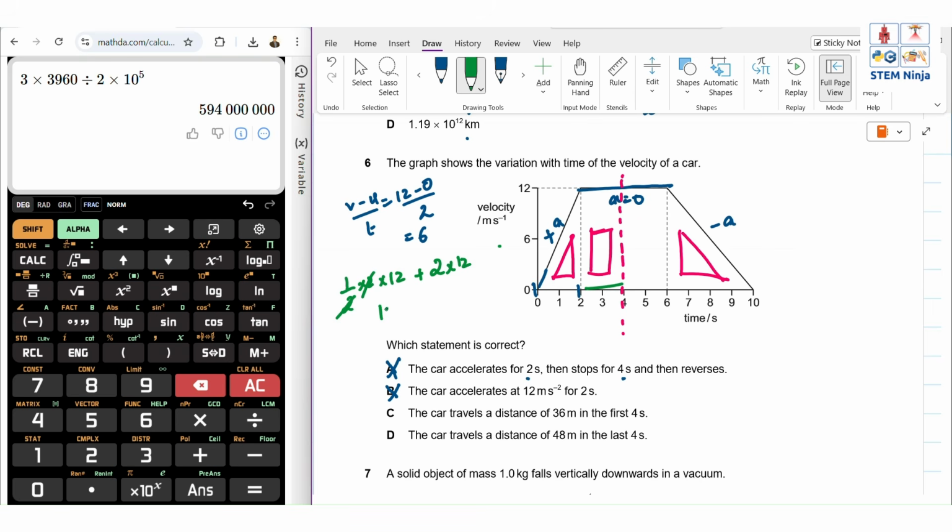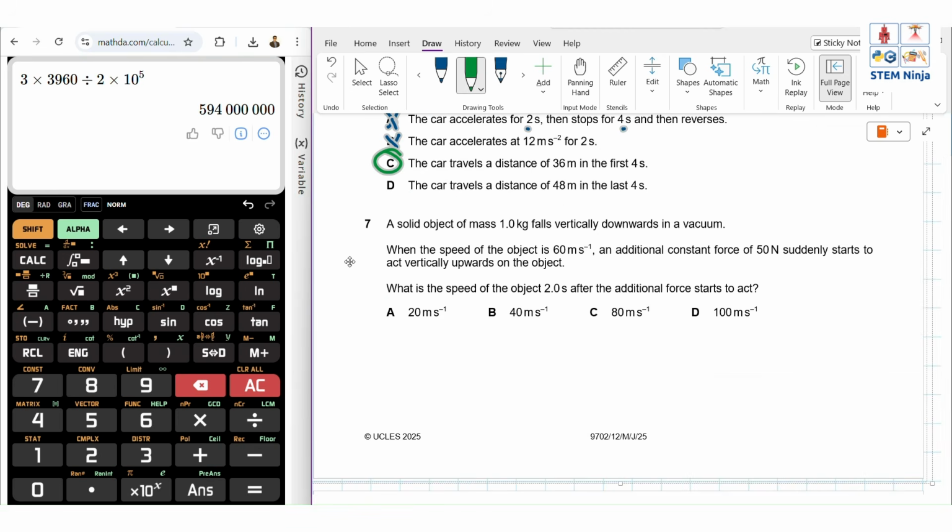So this becomes 12 plus 24, which would be 36. C appears to be correct, but let's check this one also. Half times 4 times 12. So this is 24, not 48. So C is the correct answer.